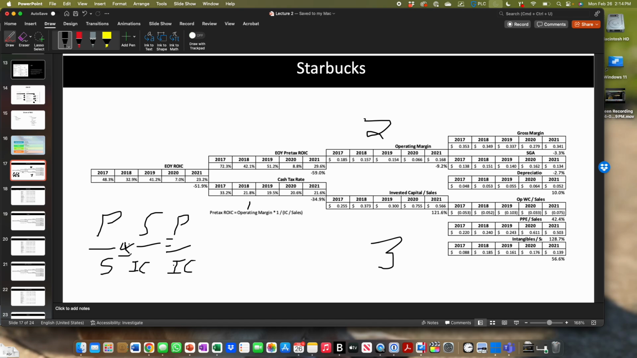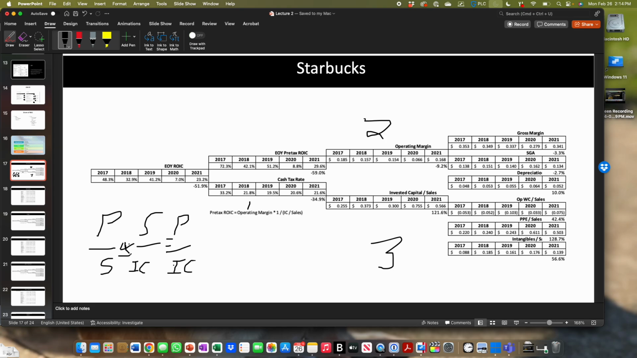So back to this. Invested capital to sales is a reciprocal. So operating margin times 1 over that equals pre-tax ROIC. But here's the deal. IC to sales lower is better, okay? So that's the point. In 2017, Starbucks was spending 25.5 cents per dollar of investment to generate a dollar of sales. In 2021, they're spending 56.6 cents of investment to generate a dollar of sales. So they're clearly spending a whole lot more, 122% more, to generate the same sales.